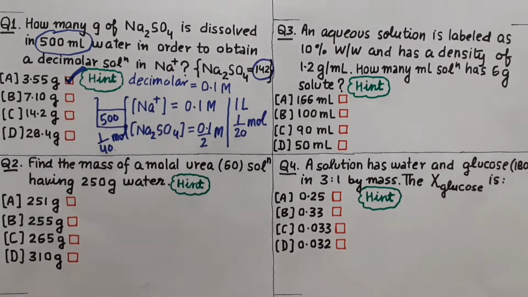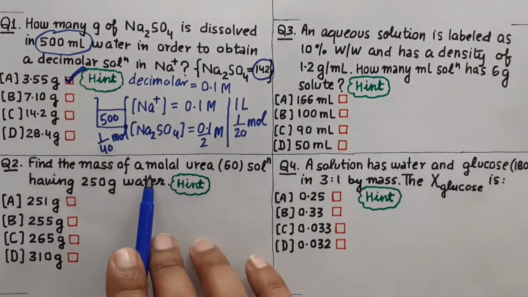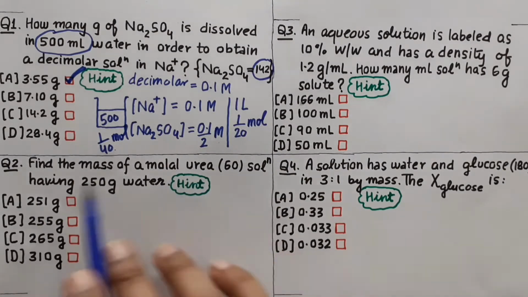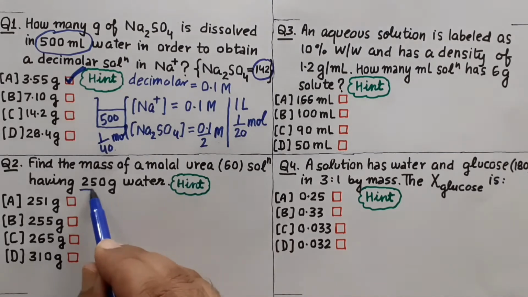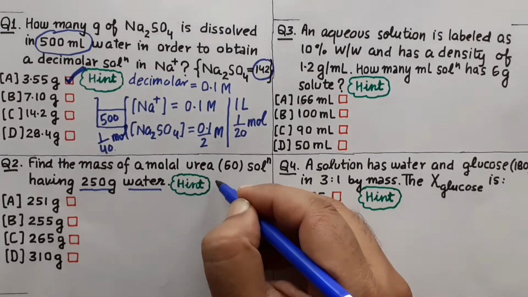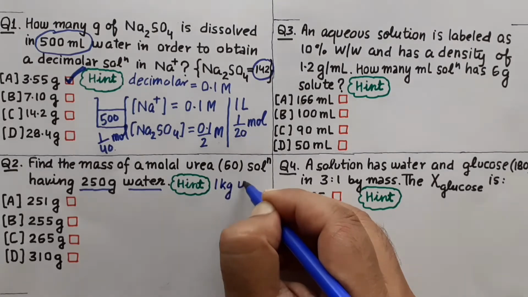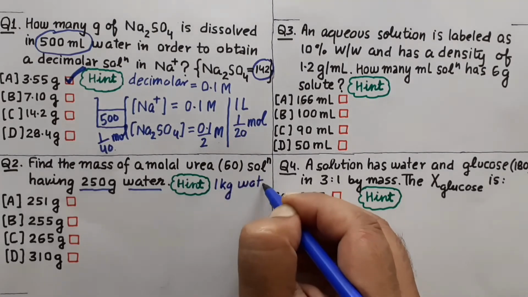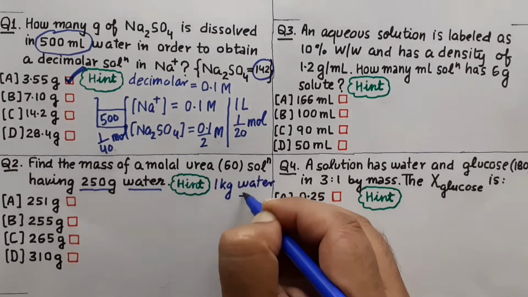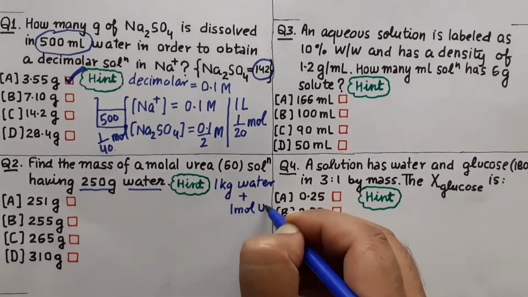Amazing. अब आइए second question पढ़ते हैं. Second question is saying find the mass of amolal, read this carefully, amolal urea solution having 250 gram water. Now following the hint, we know that molality refers to 1 kg water and the moles of urea. So 1 kg water contains 1 mole urea, right?